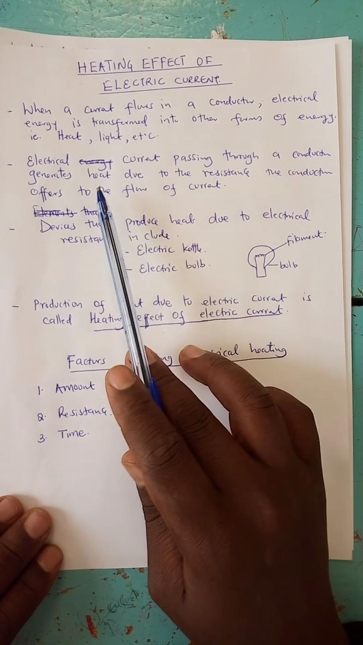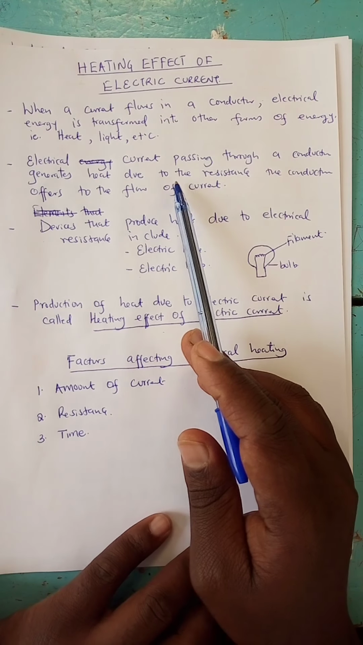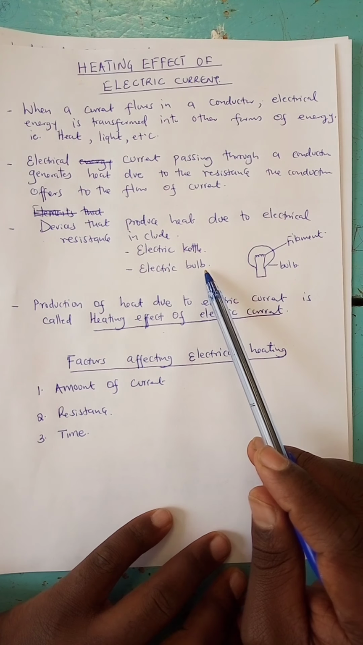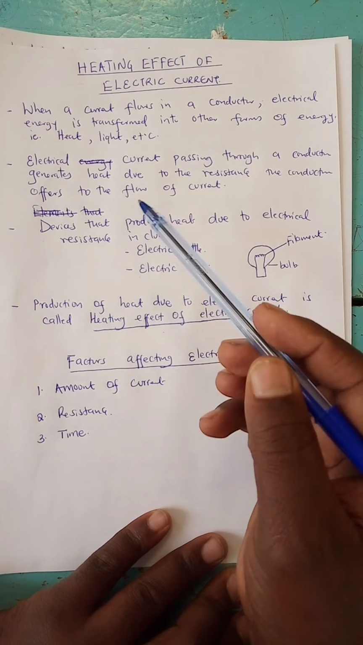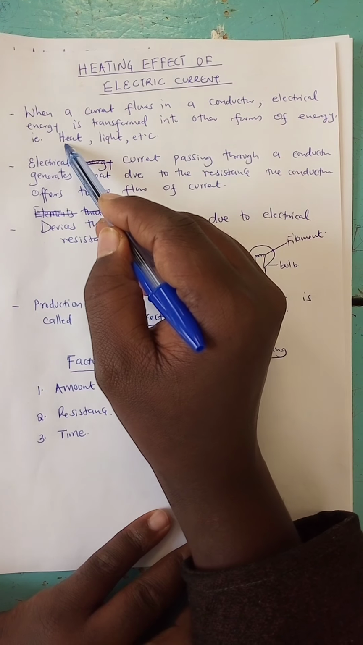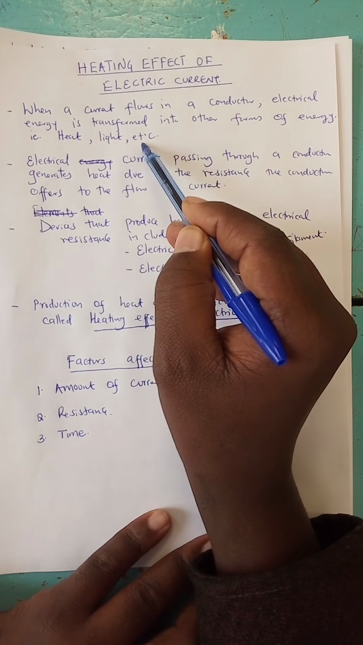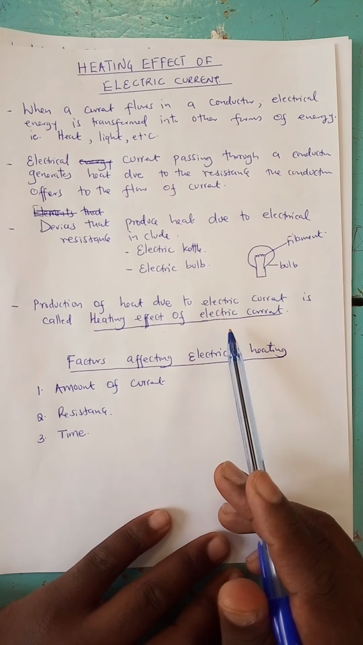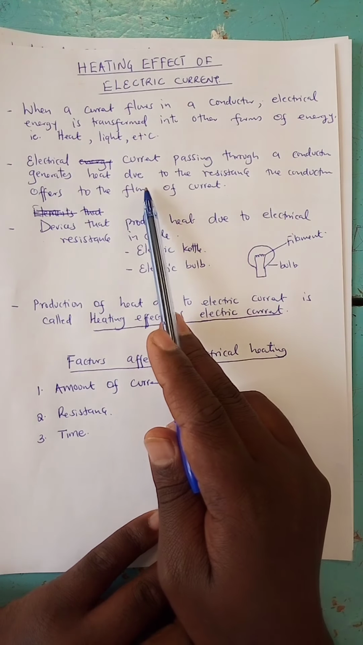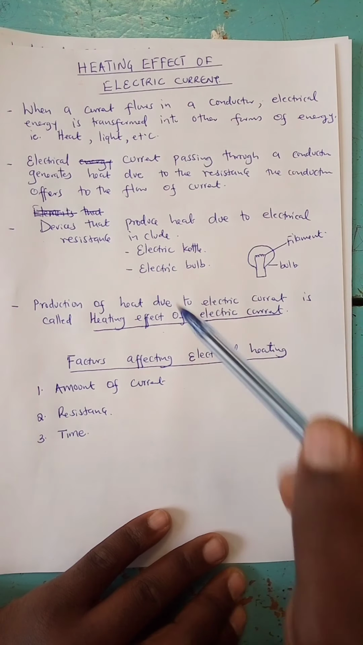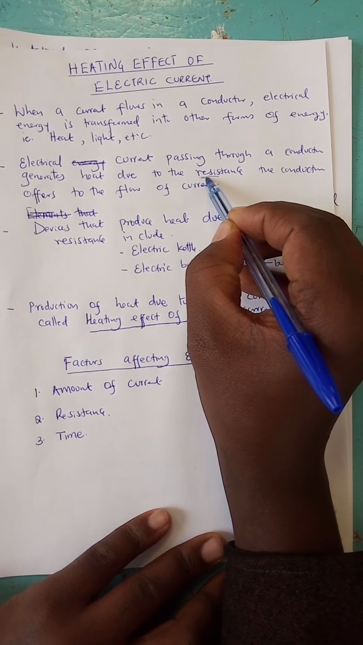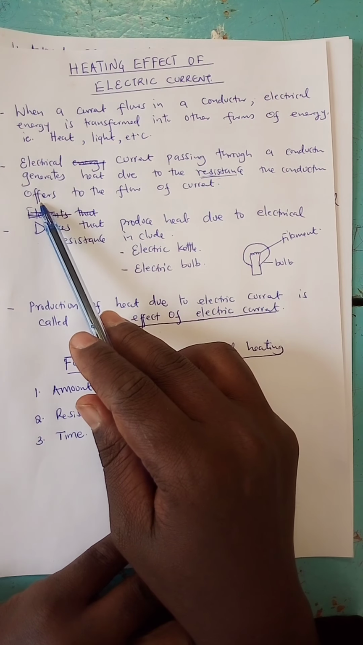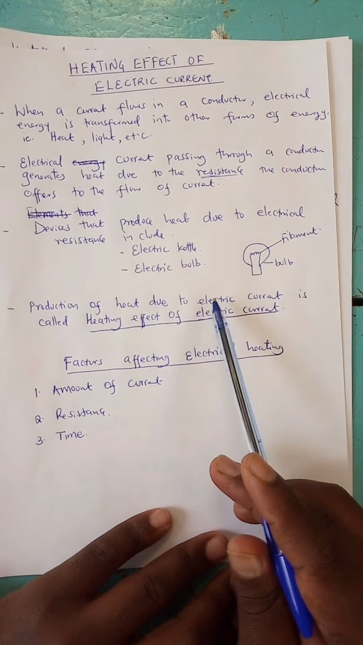So it's good to note these statements that when current flows in a conductor, electrical energy is always converted to other forms of energy. These forms of energy, we can have heat, we can also have light, we can have others. So electrical energy passing through a conductor, it generates heat always because of resistance. This is the most important term, because of resistance of the conductor, the conductor offers to the flow of current.